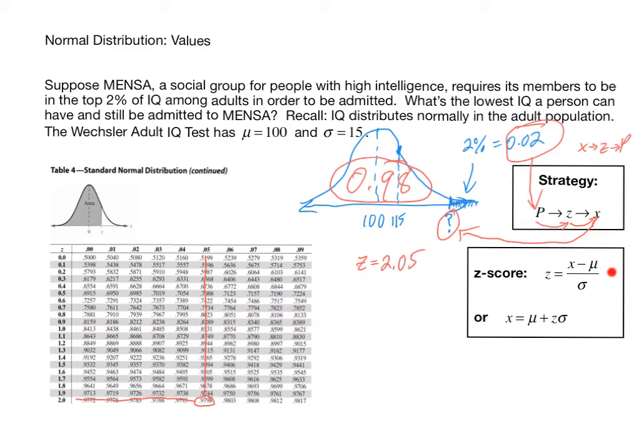So this z-score formula is exactly the same thing as this one. Just in this z-score formula, the z is isolated. In this z-score formula, the raw data value x is isolated. So we're going to use this when we try to go from z to x.